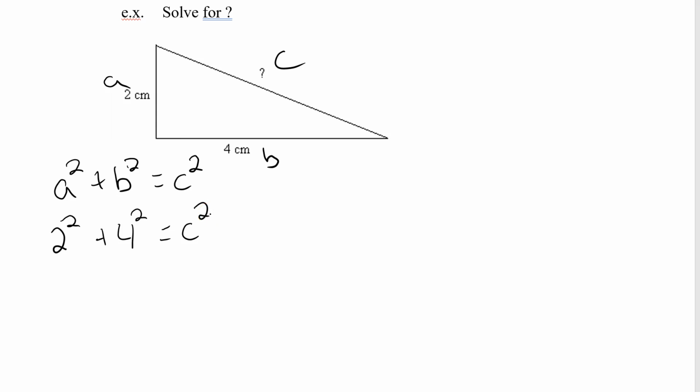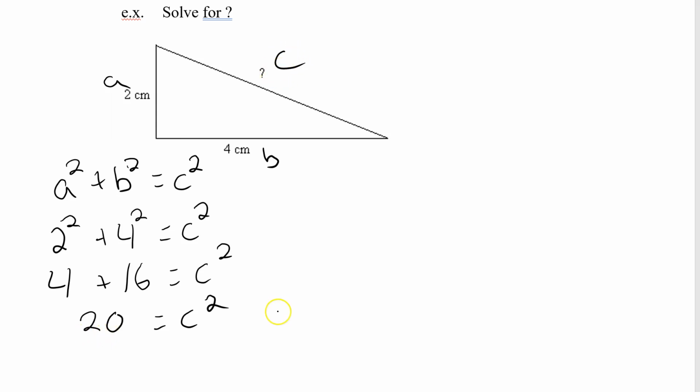2 squared, that's 2 times 2, which is 4, plus 4 squared, which is 4 times 4, which is 16. And that'll be c squared. I'm going to add these together. 4 and 16 is 20. And we see that equals c squared. And don't get confused here, we're not done. We're looking for plain old c, not c squared.